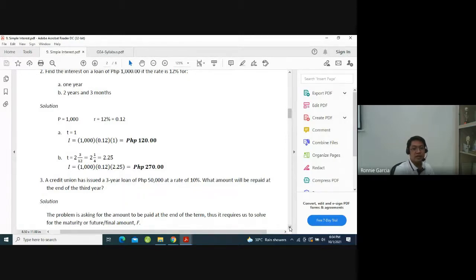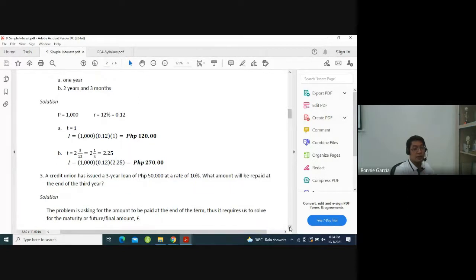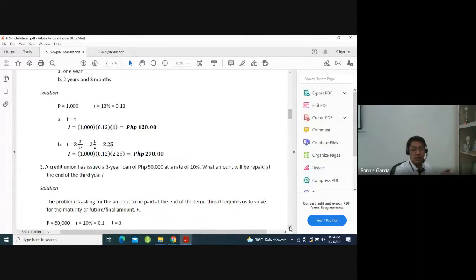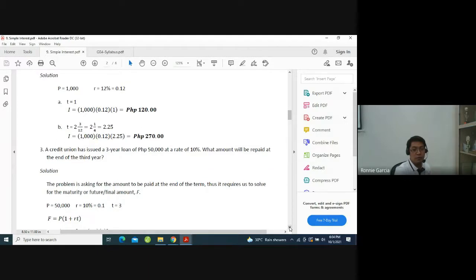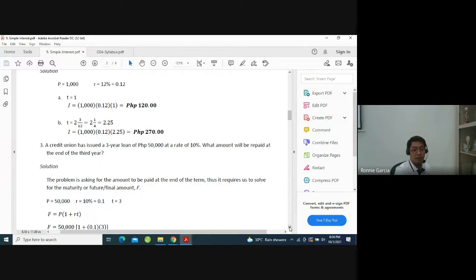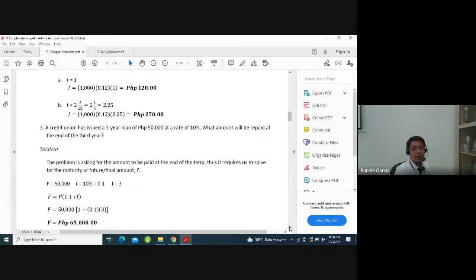So the correct answer, if you are going to use the formula for the maturity value, you have the option: you can use F is equal to P plus I, or you can use the better one, F is equal to P times the quantity of 1 plus RT. So you just input 50,000 for P, 10% or 0.10 for R, T is 3, and then plus 1. 65,000 pesos is the correct answer.